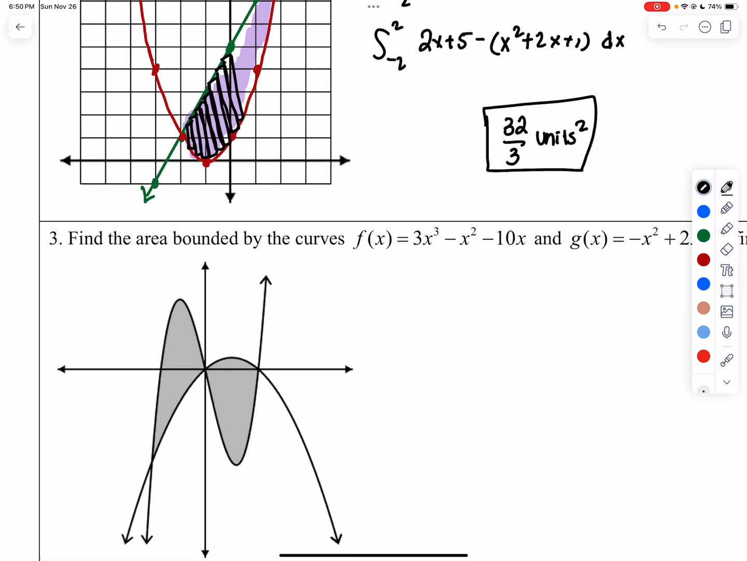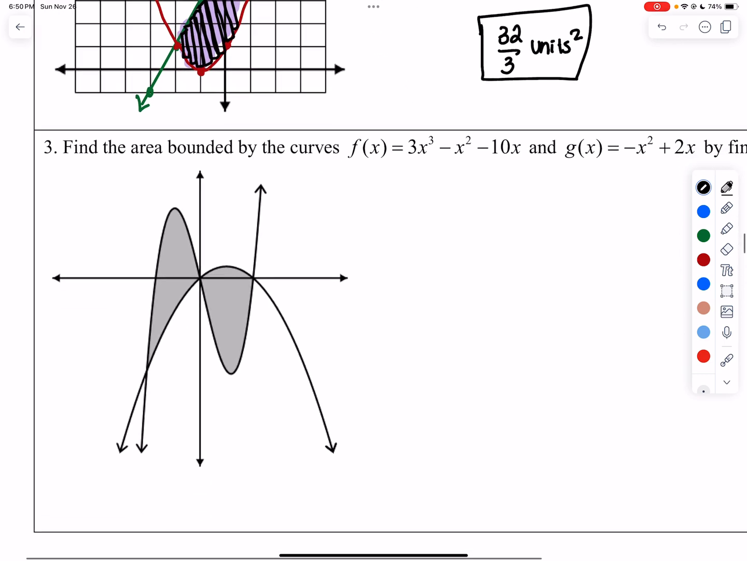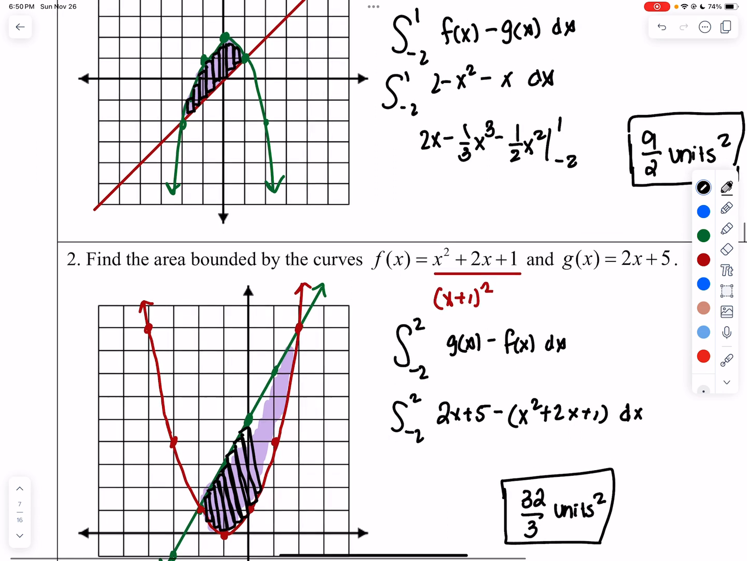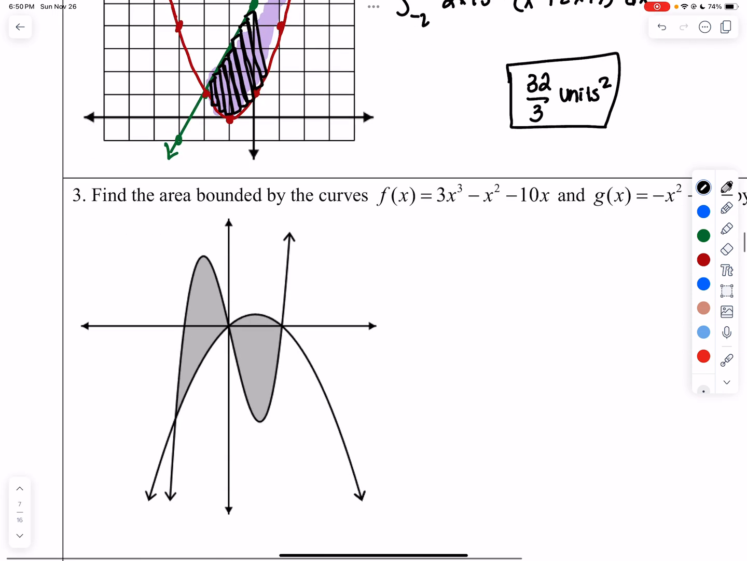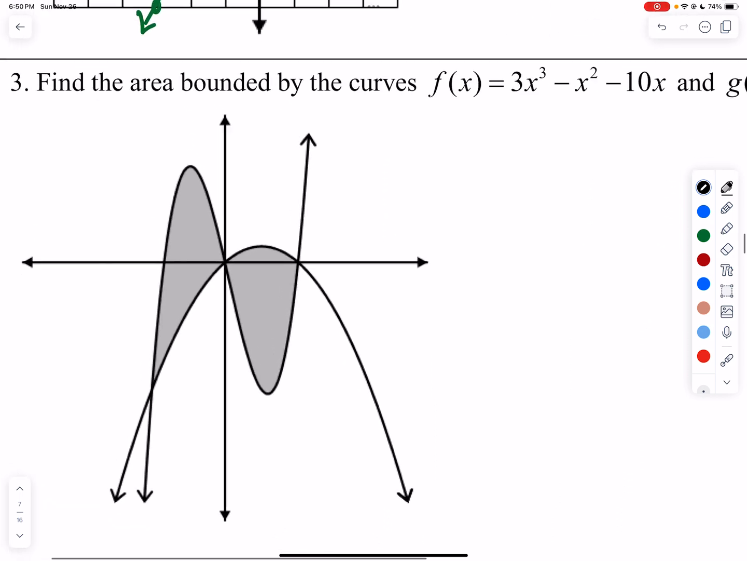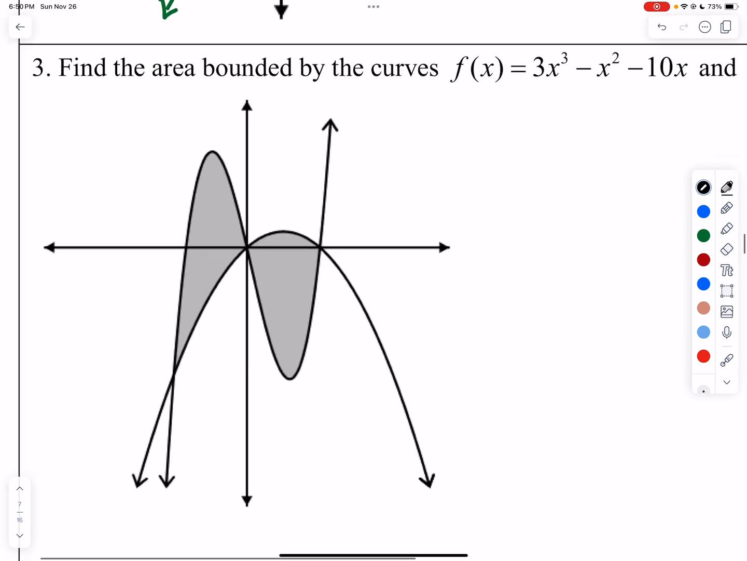Now, number 3 is pretty interesting because right now, 1 and 2 focused on one part of the region. We only had one part. For number 3, you have 2 regions where we want to find the area between the 2 curves. So we want to find this area, and then we want to find this area.